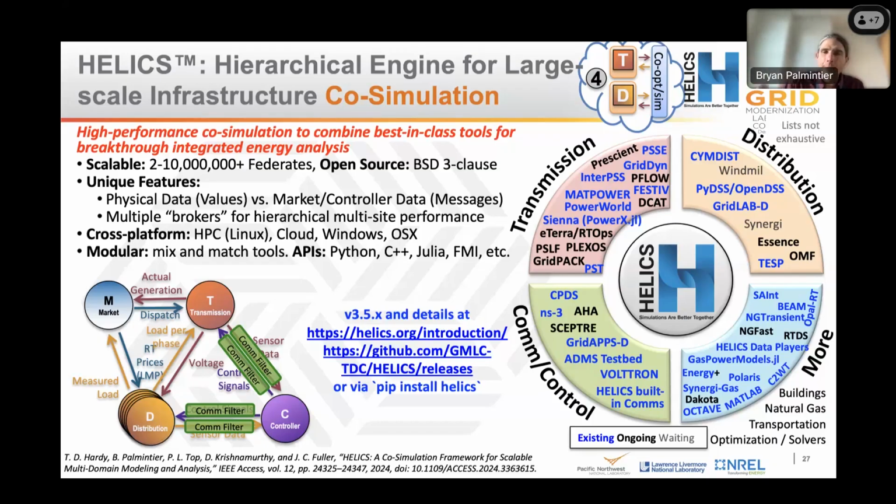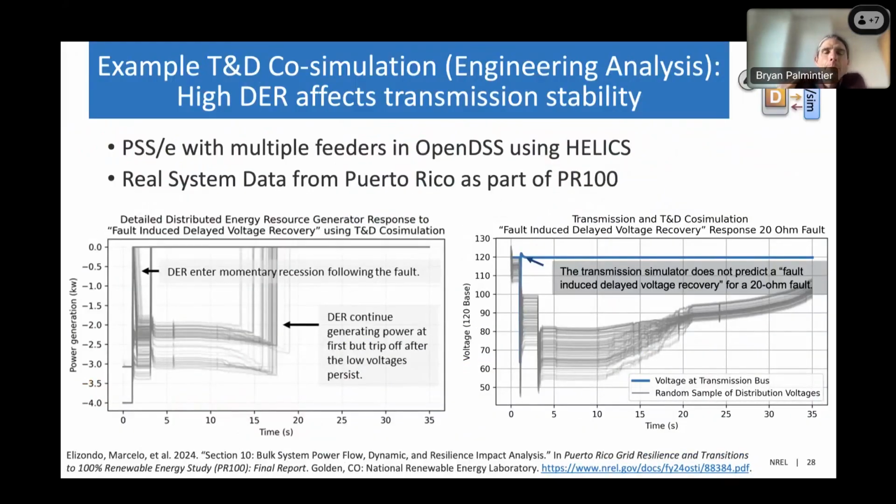You can see in this particular framework a lot of tools we've already been using in the past, within that wheel on the right. Here's an example from the Puerto Rico 100 project, where we did just as I described, using PSSE connected with OpenDSS via HELICS. And this was quite interesting. You can see these two graphs where there's lots of gray pieces. Those are distribution voltages, randomly selected because there are so many different nodes across multiple feeders, and comparing those to what would have been simulated with a bulk-only model, and the result of things like a fault that caused a bit of fault-induced delayed voltage recovery from motor stalls and those interactions with distributed resources.